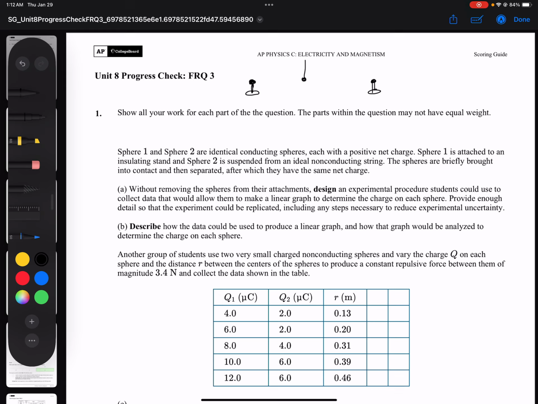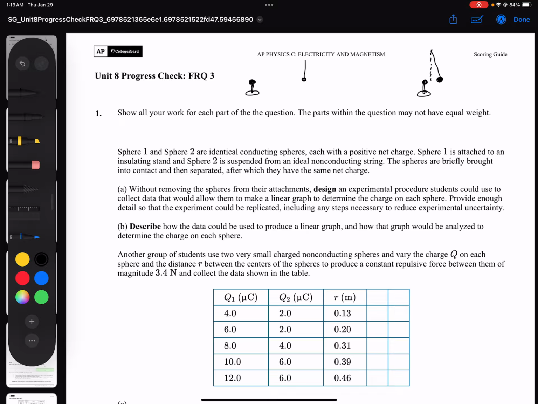What makes the most sense, at least to me, is to bring this conducting sphere close to this other charged sphere. So I have two charged spheres. They're going to start far apart, and then I'm going to bring them closer together. As they get closer, this sphere is going to be repelled because of the electrostatic force. Then we have to figure out how much it is repelled by effectively measuring the angle.